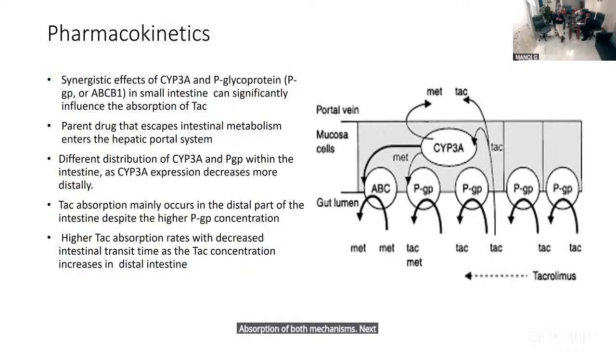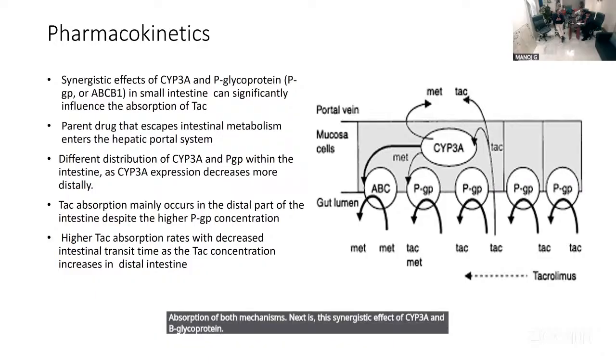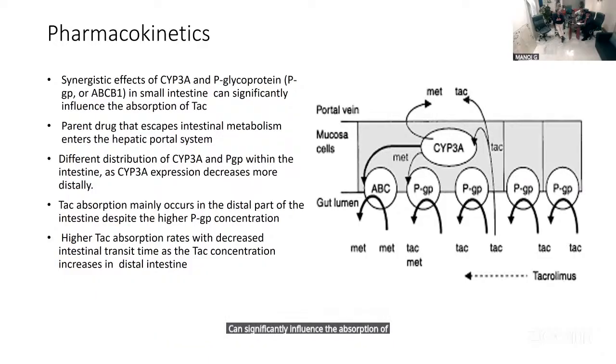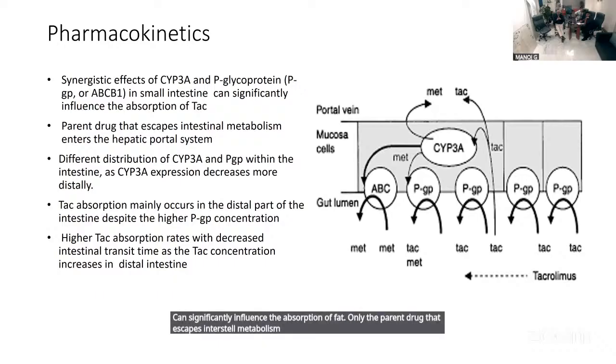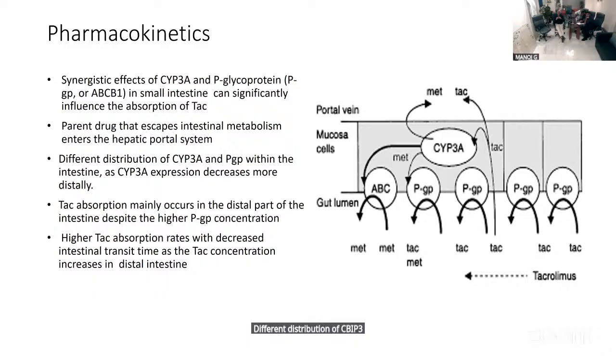Next, this synergistic effect of CYP3A and P-glycoprotein can significantly influence the absorption of TAC. Only the parent drug that escapes intestinal metabolism enters the hepatic portal system. Different distribution of CYP3A and PGP protein within the intestine. The CYP3A expression decreases more distally. This is a very, very important point to remember, that the CYP3A expression decreases distally while the PGP concentration increases distally.